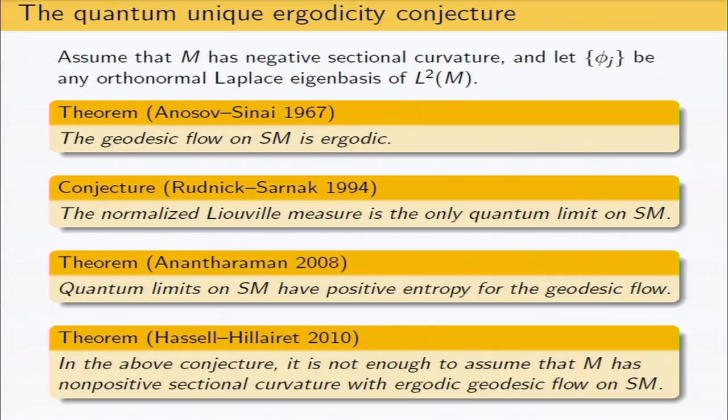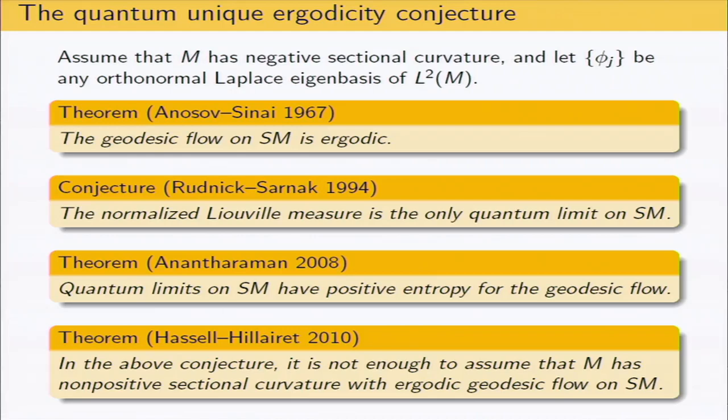And another theorem by Hassell and Hillairet from 2010, which I informally formulate for the purpose of this talk as: it's not enough to assume that M has non-positive curvature and an ergodic geodesic flow on its unit tangent bundle. So if you slightly weaken these conditions, then you can produce counterexamples.